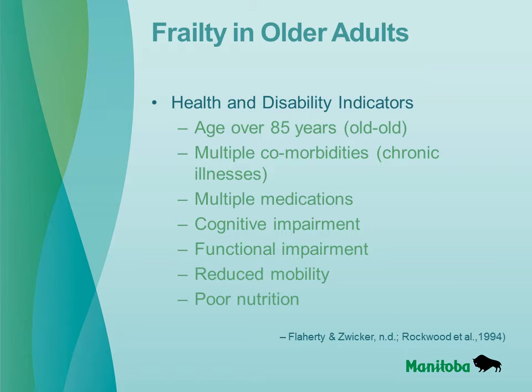Other indicators of frailty have been identified. These indicators include age over 85 years, considered the old, multiple comorbidities or chronic illnesses, multiple medications, cognitive impairment, functional impairment, reduced mobility, and poor nutrition. This list is not meant to be all-inclusive, but definitely helps highlight those frail elderly that we care for.